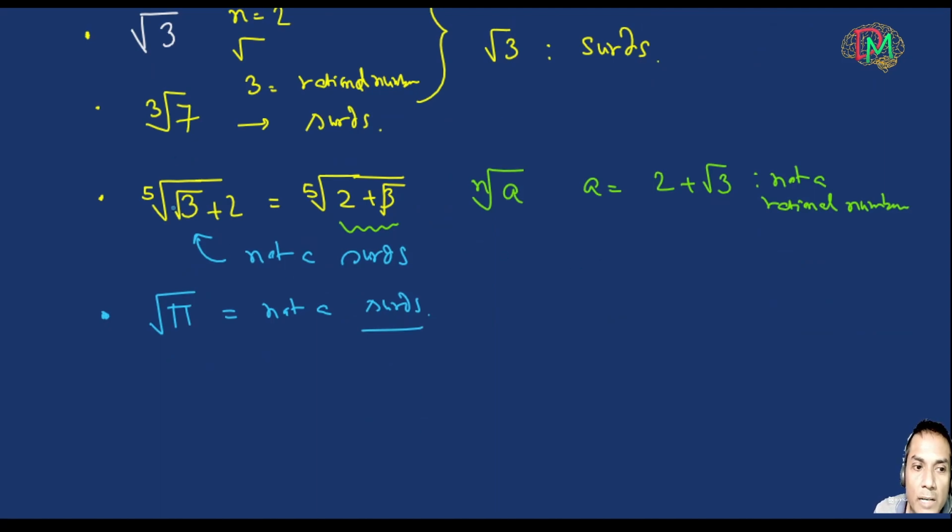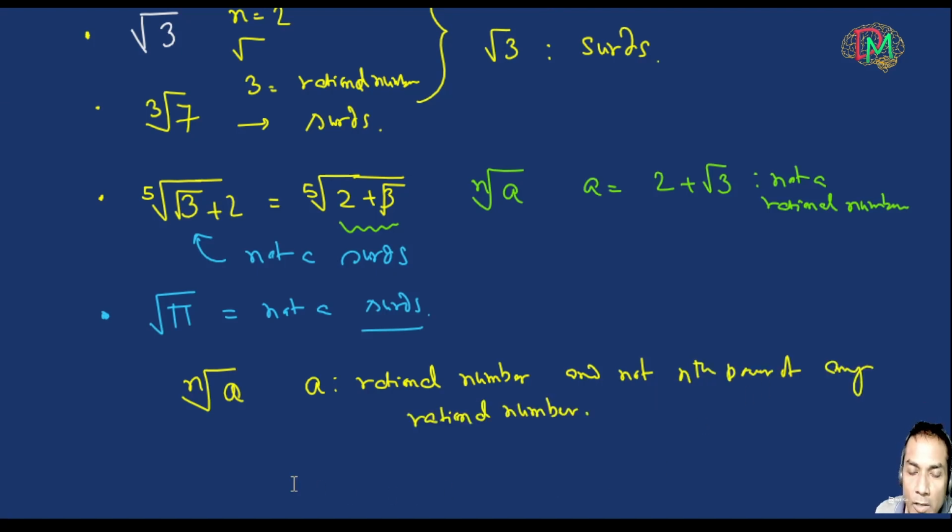Clear? So what does that mean? A general expression. So if I told you, for example, when a is a rational number, and not a power of n, not a power of any rational number, it means we can't express this term as a rational number to the power n. So when this condition is satisfied, then we can say it is a Surd.